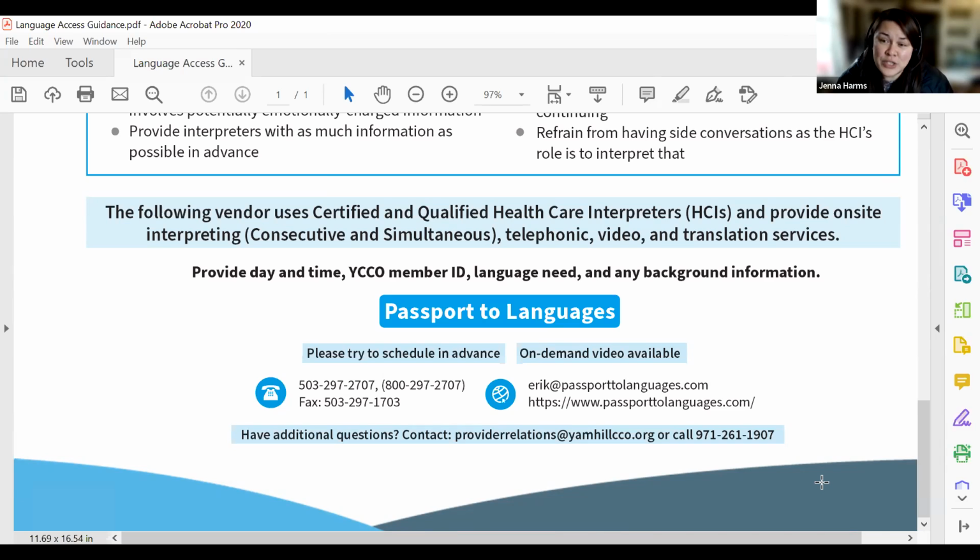We do ask that you try as much as possible to schedule in advance. We do know that sometimes there is a same-day need, although depending upon the language or the support needed, sometimes it is more difficult to find. So, as much advance notice as possible to schedule. There is a telephone number, a fax line, as well as on-demand via email and their website. And these services are actually billed directly to YCCO, so this isn't necessarily an expense that you as a provider need to take on.